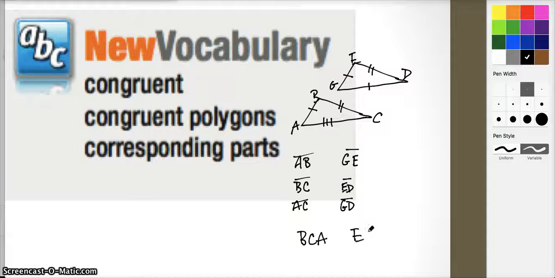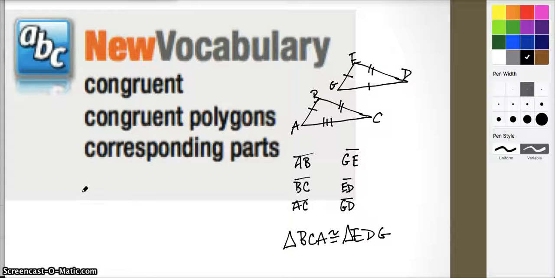EDG. And what you'll see is, watch this, BC corresponds with ED, right? AC corresponds with GD. AB corresponds with GE. Notice that the order has to be exactly the same. So now I can say, oh, this triangle is congruent to this one because I've really made a point to line up the corresponding parts.